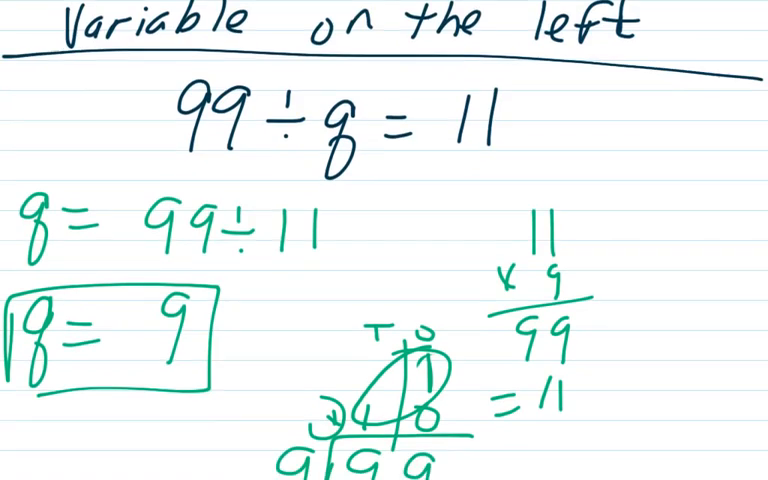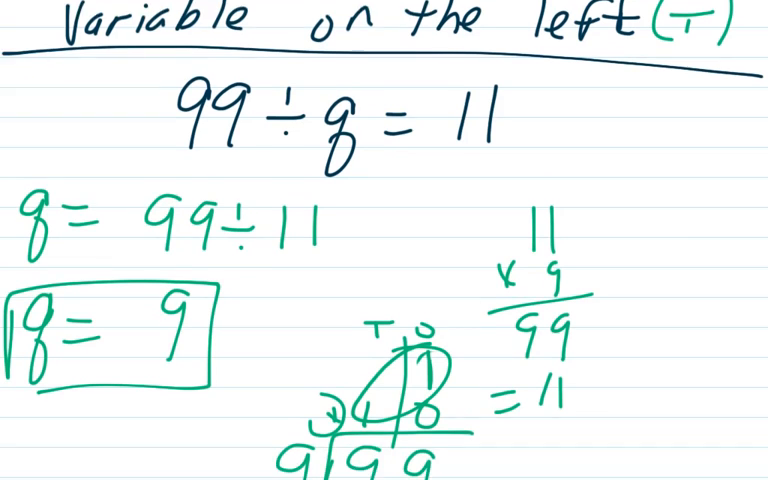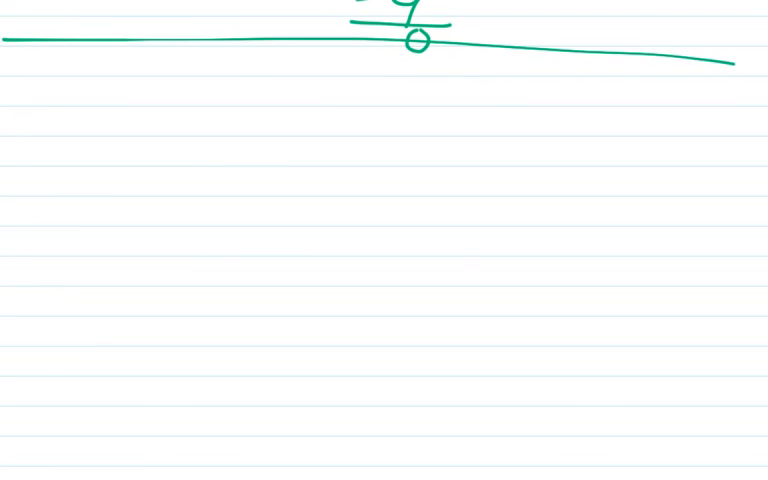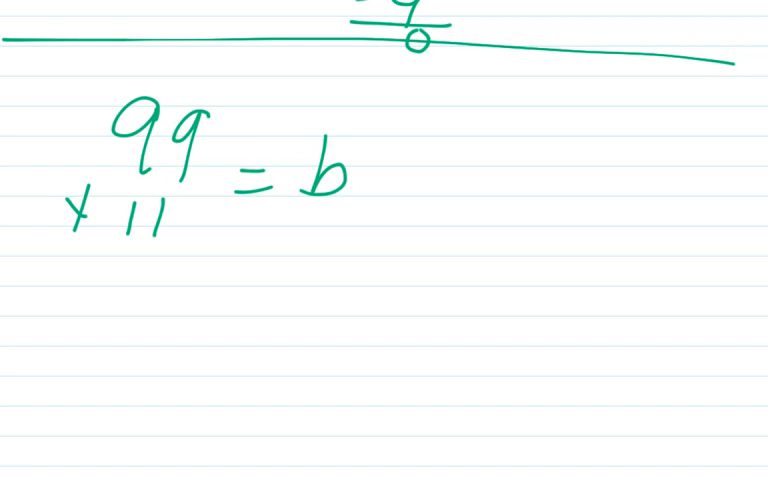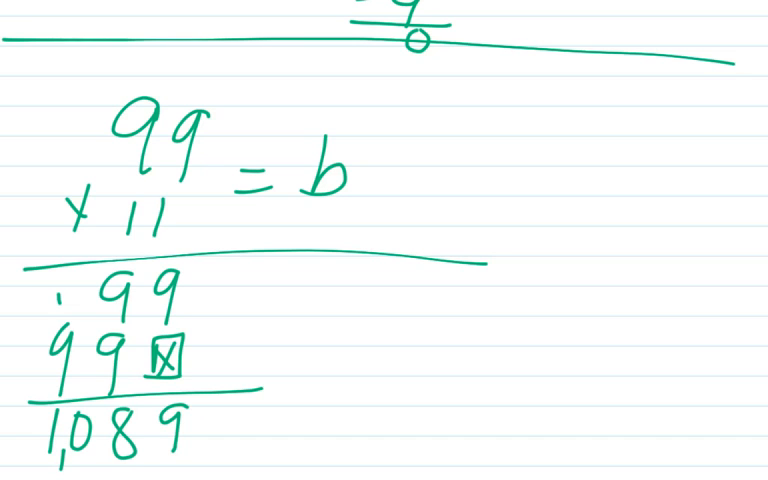Now let's try this the other way, just to double check. So far our rule is, if the variable's on the left, we still have to divide. So let's check this other one real quick, just to see if it does work. This time we're going to do 99 times 11 equals B. So 99 times 11, 1089 will equal B, or Q. I think that's what we had up there.